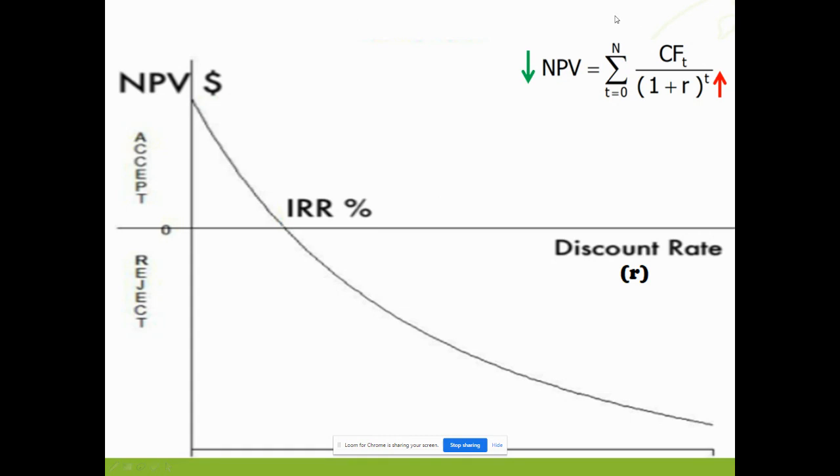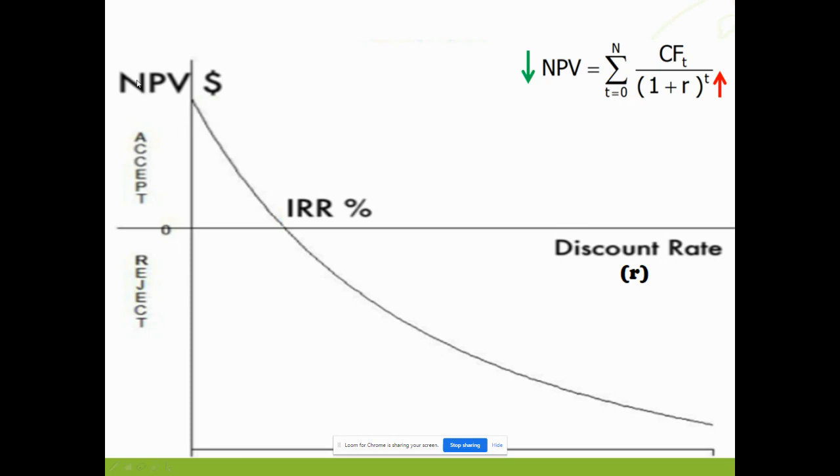Here I have a formula for the NPV. From this formula, you can see that there is an inverse relationship between the NPV, net present value, and the discount rate. The discount rate basically represents the cost of your investment, for example, the cost of capital. When the cost of your investment is increasing, the NPV, which represents the value of your investment, is going to reduce. Or if the cost of your investment is reducing, then the NPV will be increasing.